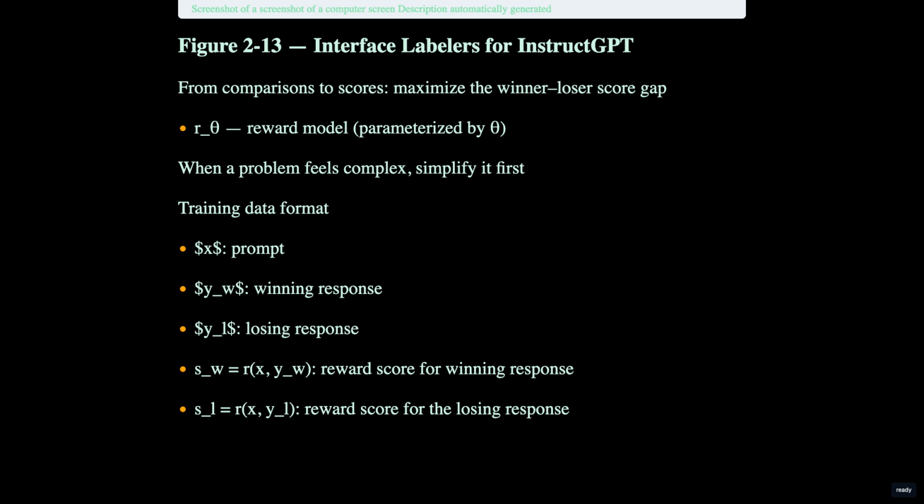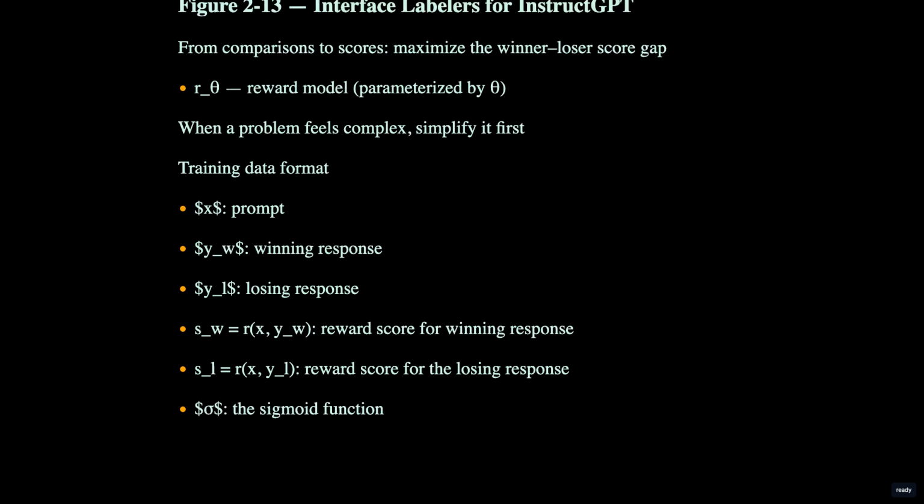We use S_L together with the winner's score to compute pairwise losses and gradients that teach the model to prefer better responses. Here sigma denotes the sigmoid activation, sigma(x) equals 1/(1 plus e^(-x)). It squashes any real input into the range (0, 1), which makes it useful for modeling probabilities and for gating signals in neural networks.